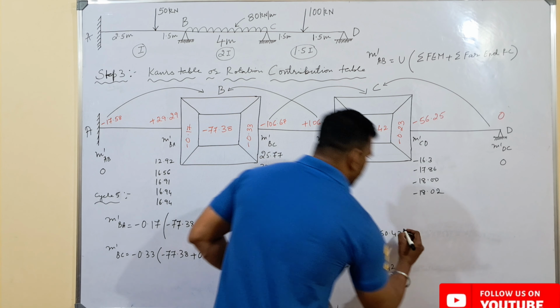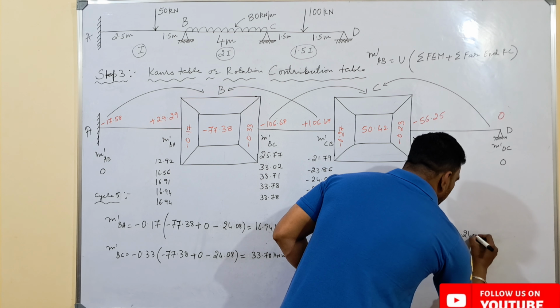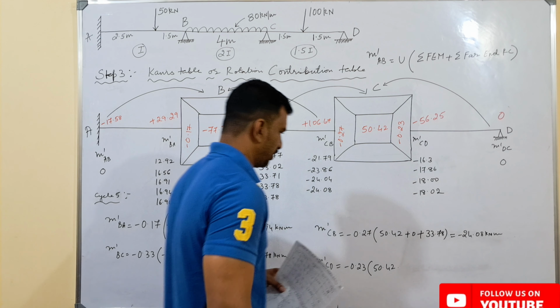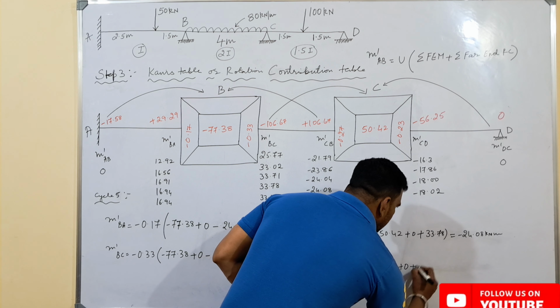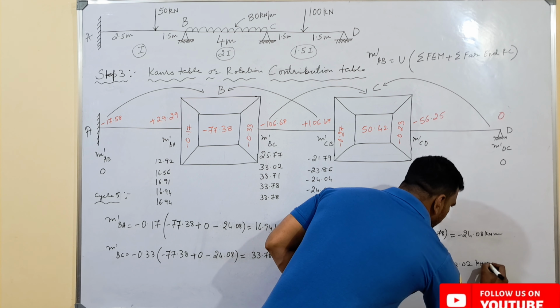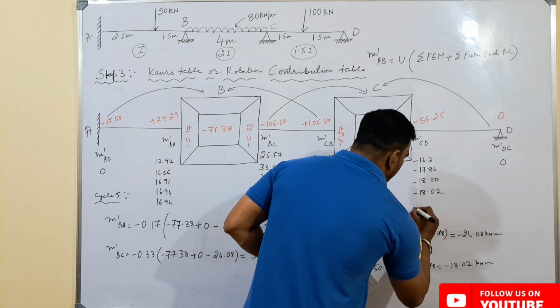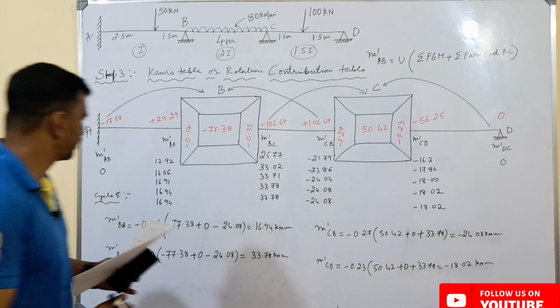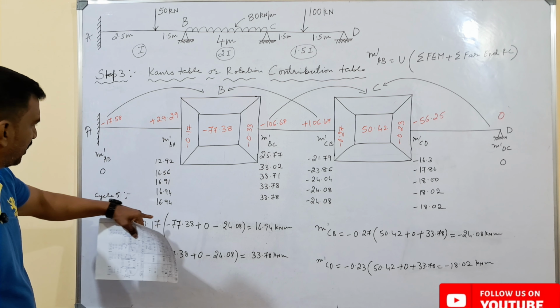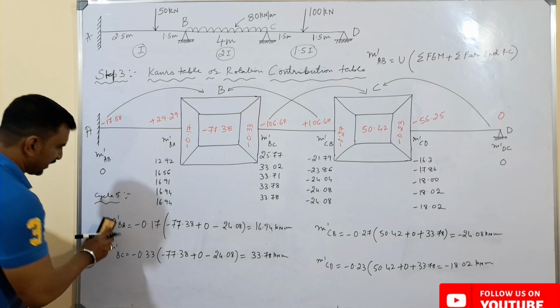So here also, if we follow the same procedure, plus the new iteration value here is 33.78, which will be equal to minus 24.08 kilonewton meters. So plus 0 plus 33.78, which will be equal to minus 18.02 kilonewton meters. So this value we will consider here, plus 24 minus 24.08 minus 18.02. Since we have now got the same values here, we can stop the iteration process, because the further we go in the iteration process, the value remains the same.